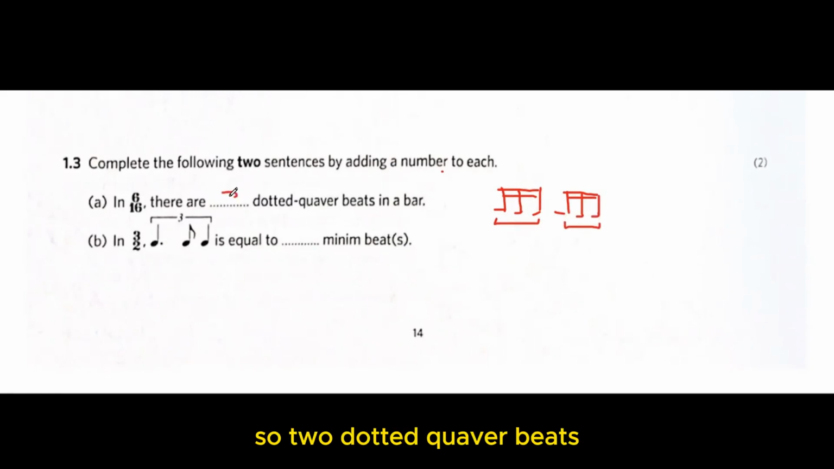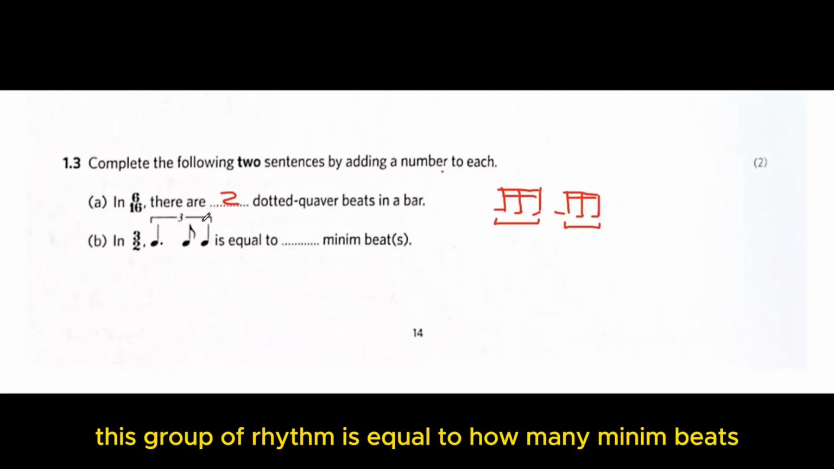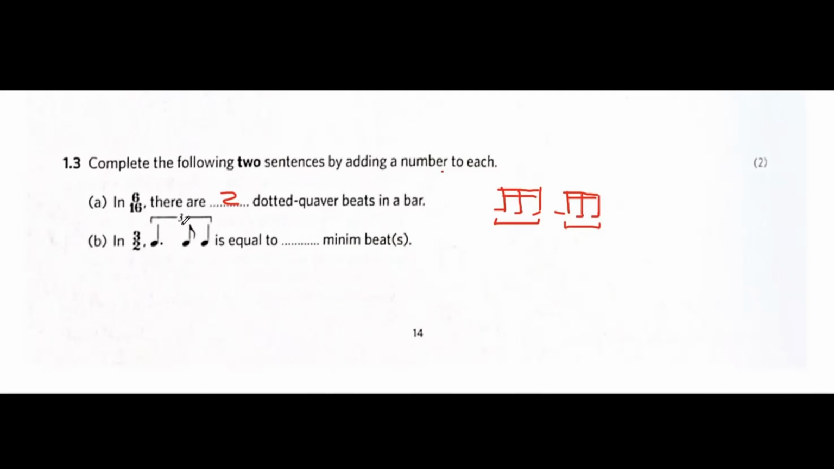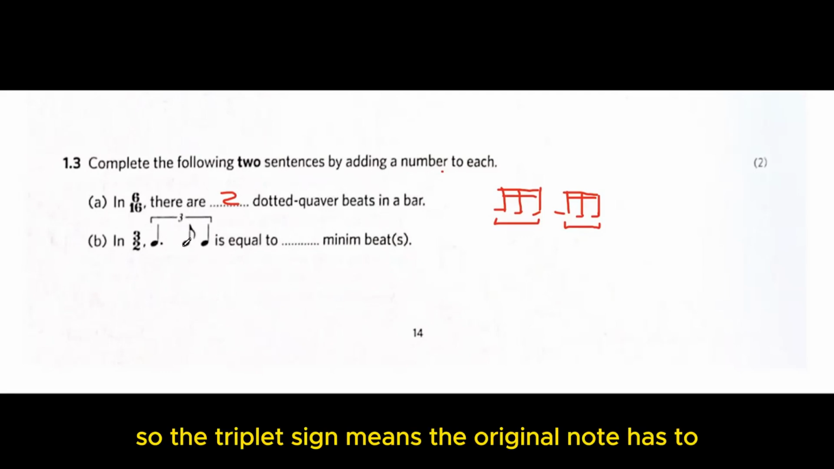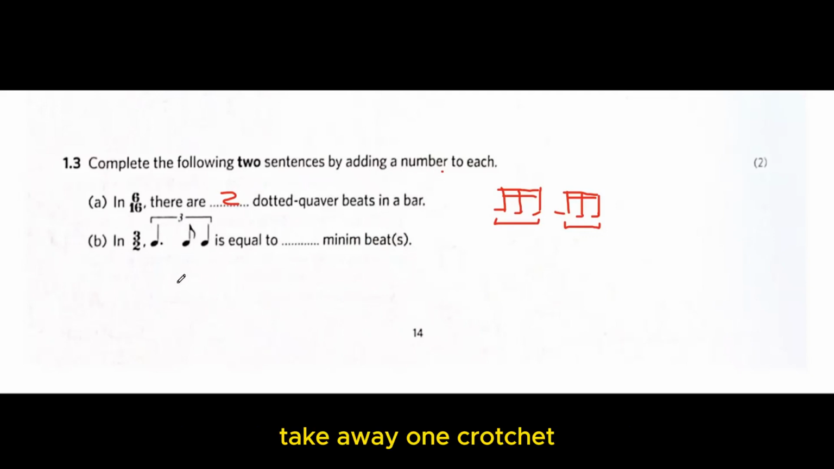So 2 dotted quaver beats. Letter B. In 3/2 time, this group of rhythm is equal to how many minim beats? This is a triplet sign. So the triplet sign means the original note has to take away 1 crotchet. That means it's a minim. So the answer is 1 minim beat.